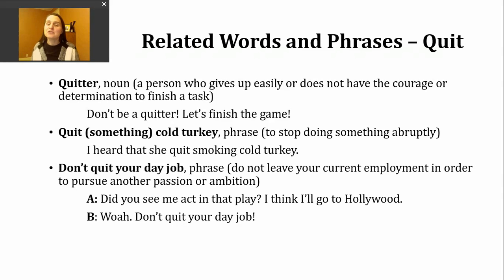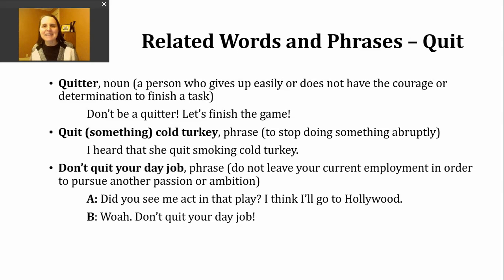The next phrase you might hear someone say is don't quit your day job. And what this means is someone is saying do not leave your current employment in order to pursue some sort of passion or ambition. Many times it's used when someone has a hobby or an interest and they're thinking about pursuing that hobby or interest as their full-time career. So how you might hear it used, I think, would generally be in conversation. It's going to tend to be spoken more than written, I think.